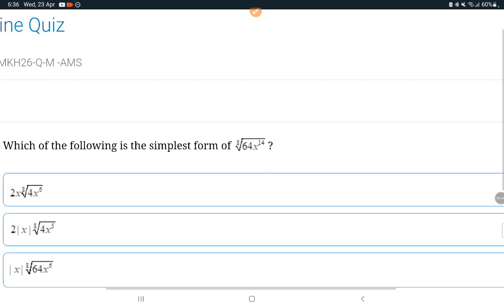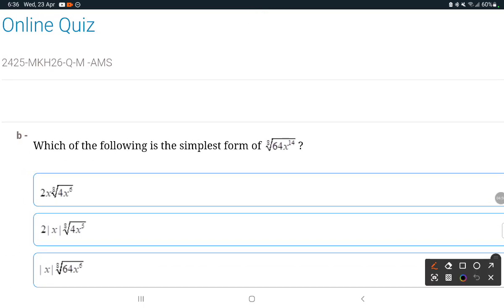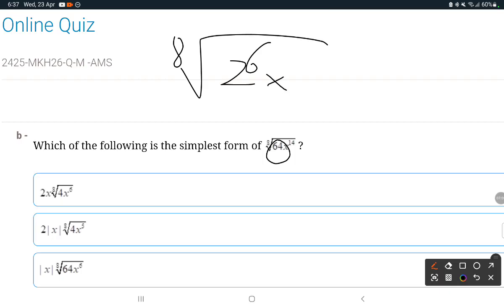Now, this is basically the same thing, but they put a different index. So now it's to the power of 8. We already prime factorized 64, so I'm just going to move on from that. It was 2 to the power of 6, and then x to the power of 14. Let's put that in powers of 8. So it's going to be x to the power of 8, and 14 minus 8 is going to be 6. So x to the power of 6.